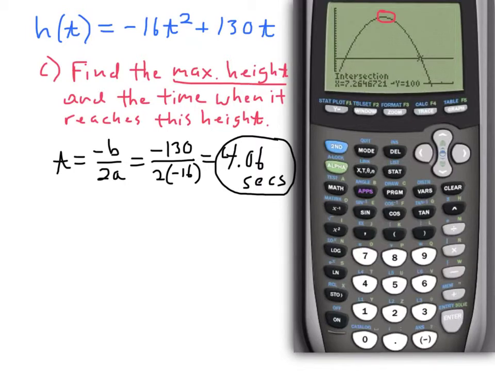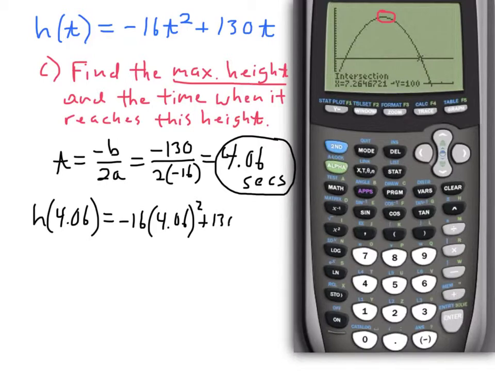Now to find out what the height is at that time, we'll just plug 4.06 in for t in our original function. So we'll just take h of 4.06, which would be negative 16 times 4.06 squared plus 130 times 4.06. And when I put that in my calculator, it comes out to be just about 264 feet high. So that would be your maximum height.